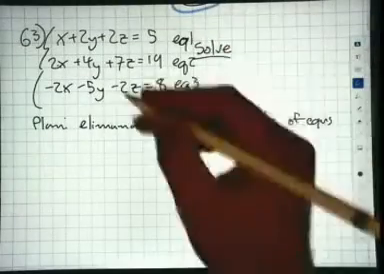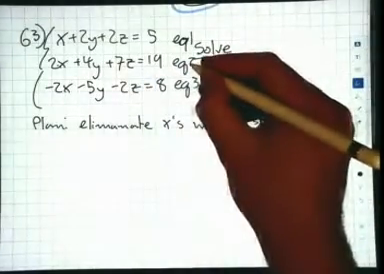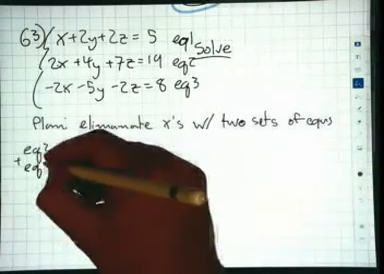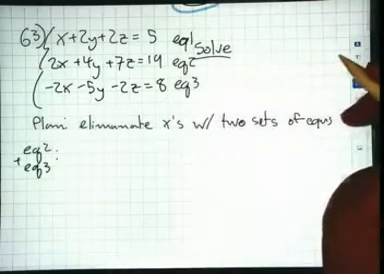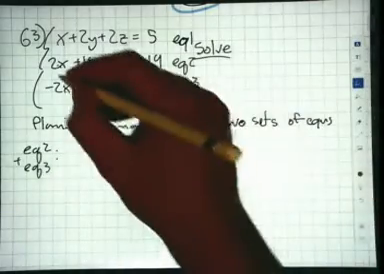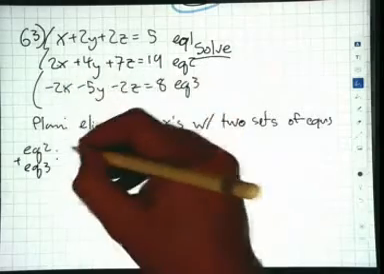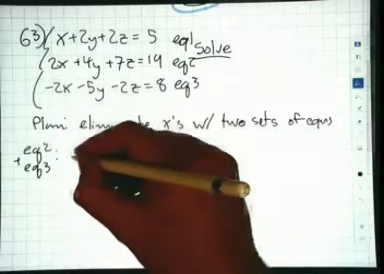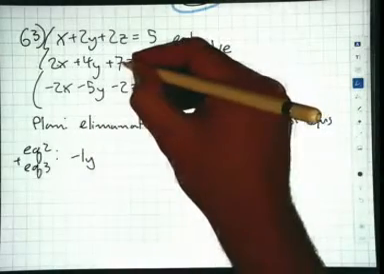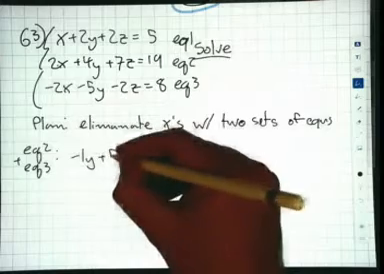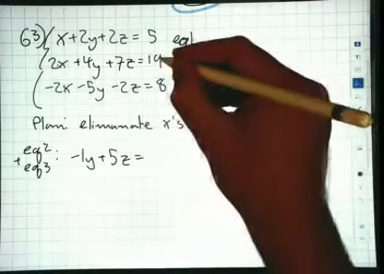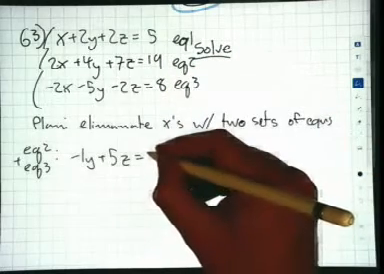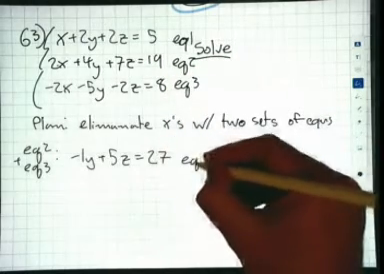Alright, so I think the first one might be fairly obvious. Equation 2 plus equation 3. Now I think we can just do this right here. 2x plus negative 2x is going to be 0. 4y minus 5y, that's going to be a negative 1y. 7z minus 2z is going to be a positive 5z. And 19 plus 8 is going to be a 27. We're going to call this equation 4.